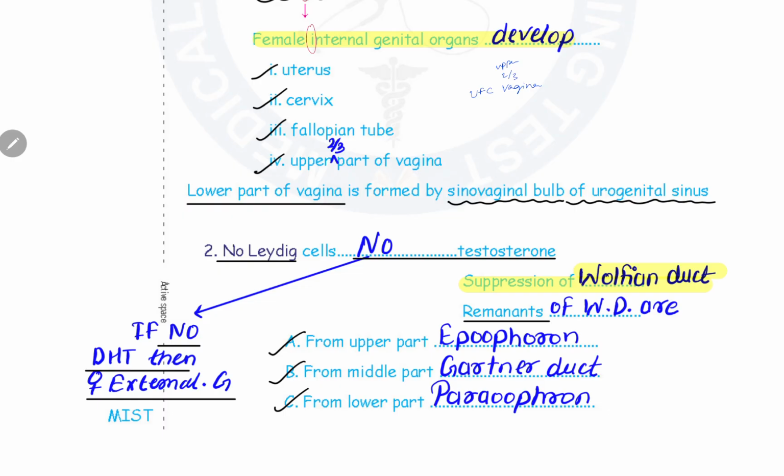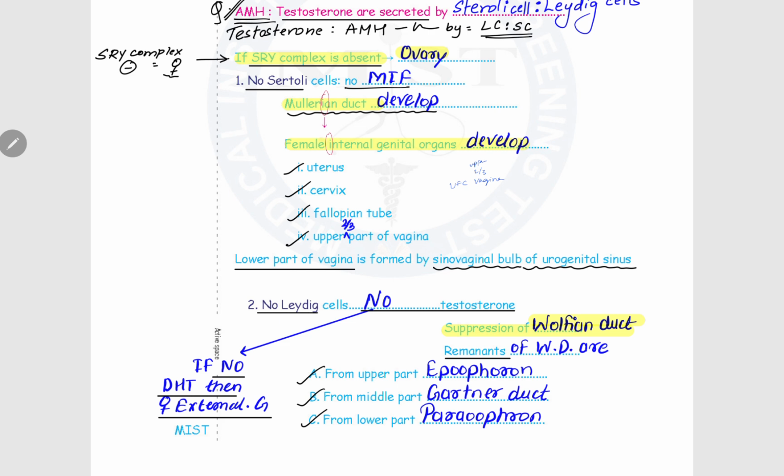There is no Leydig cell in ovary, and there is no Sertoli cell. No Sertoli cell, so no Mullerian inhibiting factor. No Leydig cell, so no testosterone being released. So what was testosterone doing? It was causing the formation of Wolffian duct, and it was being converted to DHT via 5 alpha reductase, causing male external genitalia. So no Leydig cell, no testosterone, suppression of Wolffian duct, no male external genitalia.